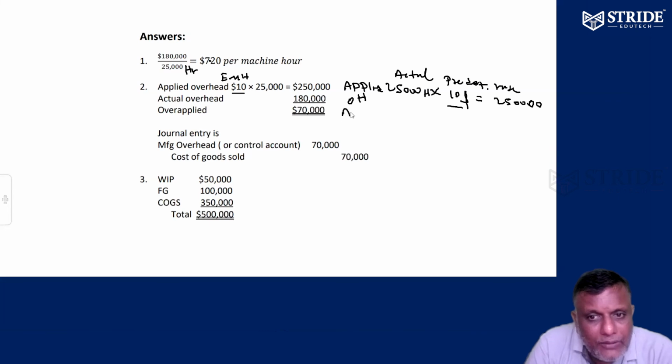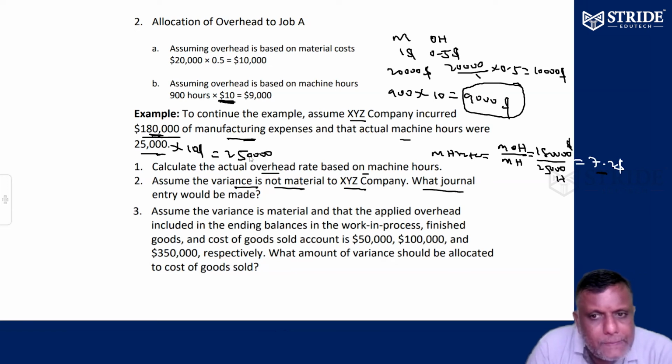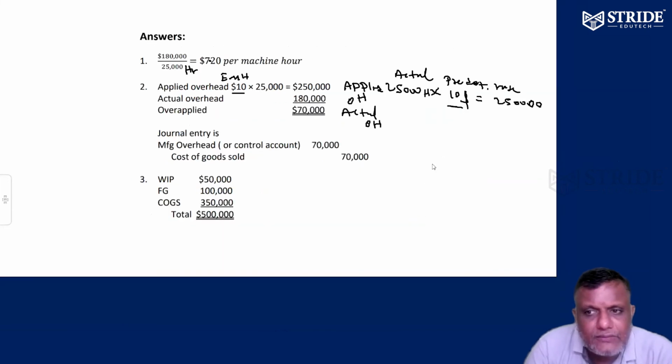This is the applied overhead. But the actual overhead is $180,000. Applied overhead is 25,000 times 10, which is 2.5 lakhs. The difference between applied and actual overhead of 180,000 is the variance, which is $70,000.